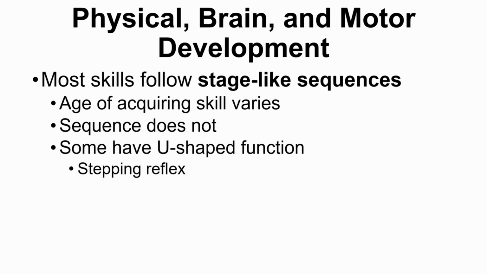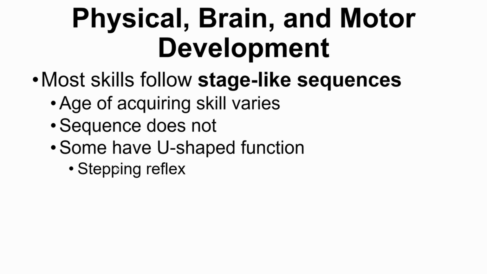We do end up with some oddities, and I think I've mentioned these before, and these are those U-shaped functions. So our U-shaped functions are the ones that exist early on, then they go away for a time, and then they return later on. So the stepping reflex, where if you hold a baby up and give them that chance to step up to a surface, they do it shortly after birth, and then it goes away for a while, and then right around the time that they're ready to start walking, that stepping reflex returns again.